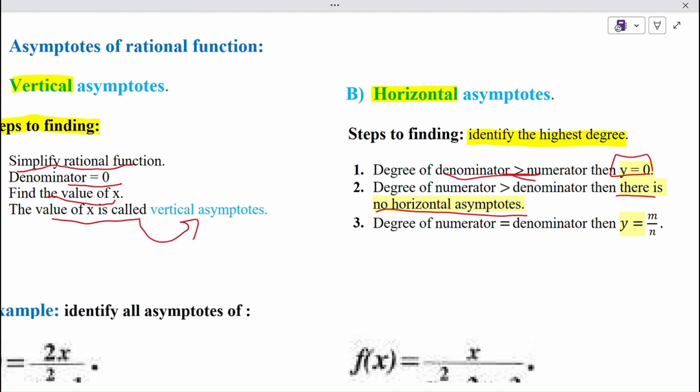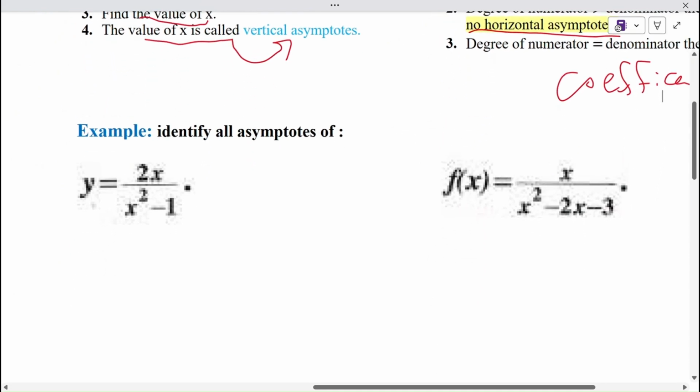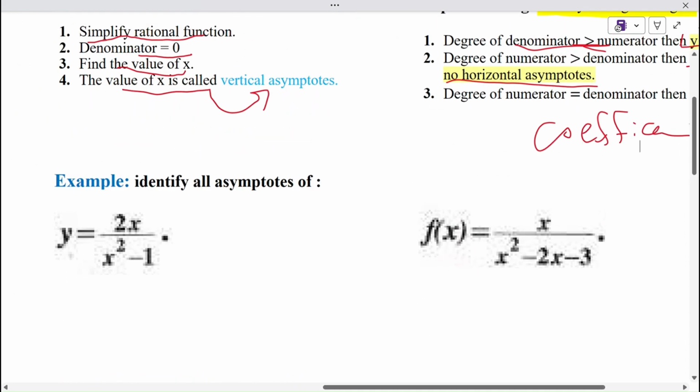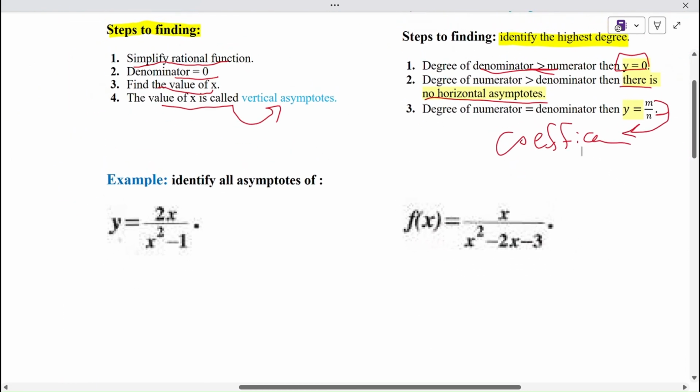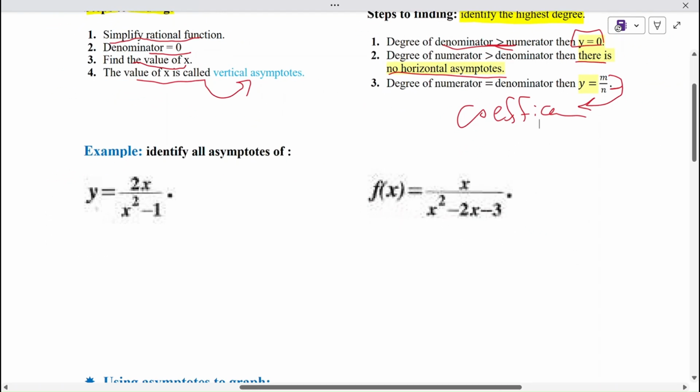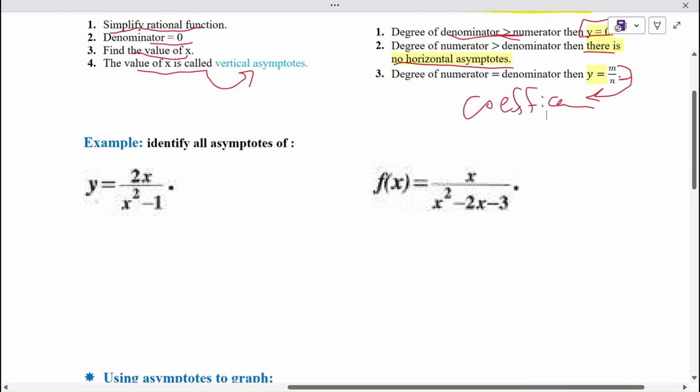What about m and n? What are m and n? M and n are coefficients of the highest degree. Okay, so let's solve this example about it. Example 1, and look at these steps. Identify all asymptotes of these functions.